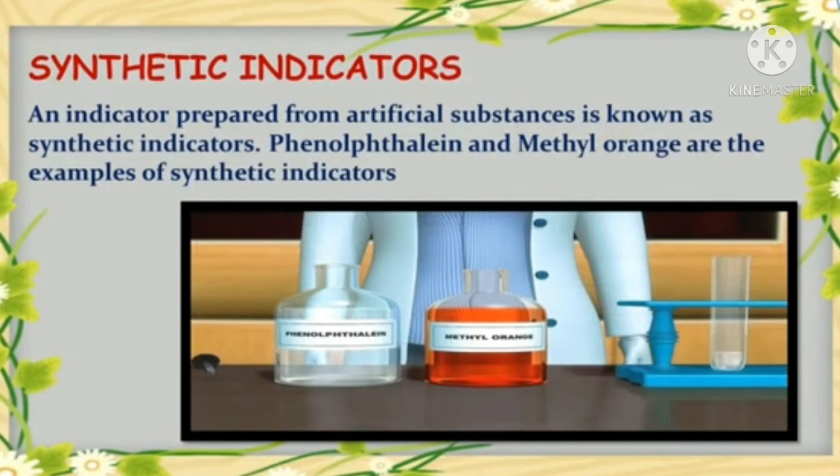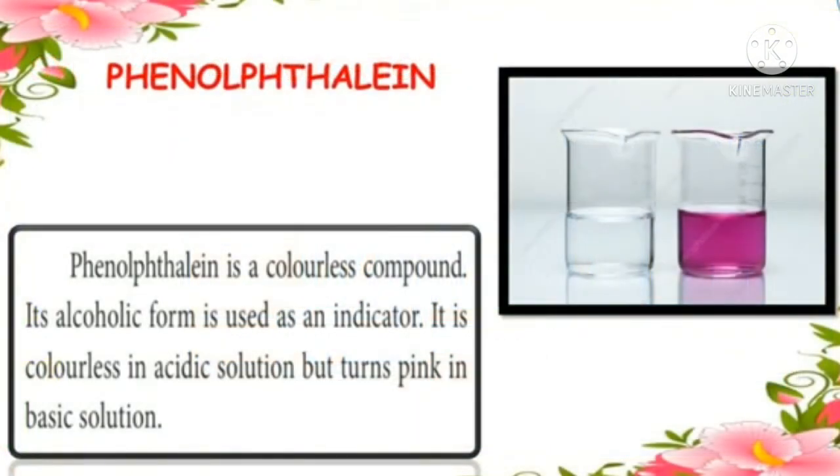The next type is synthetic indicators. An indicator prepared from artificial substances is known as a synthetic indicator. Phenolphthalein and methyl orange are examples of synthetic indicators. Let's see about phenolphthalein. Phenolphthalein is a colorless compound.